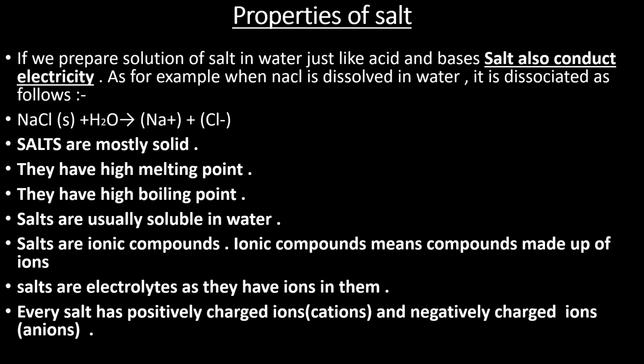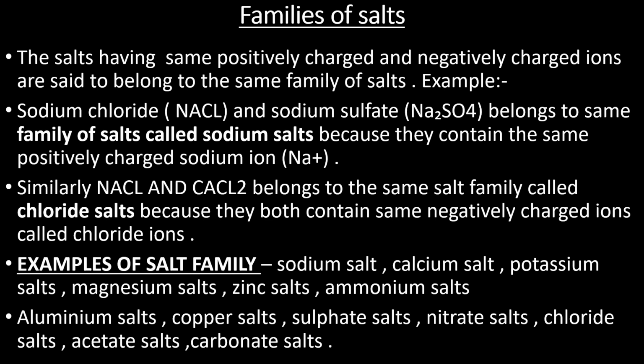Every salt has a positively charged ion, and the particular name for this is cation. And the particular name of a negatively charged ion is an anion. So it has two types of ions in them.